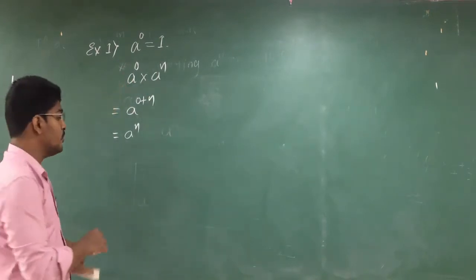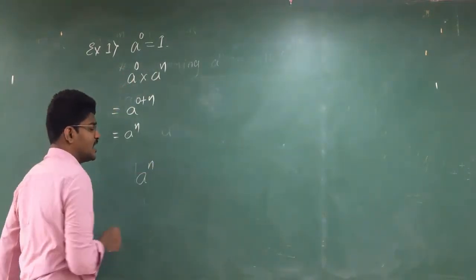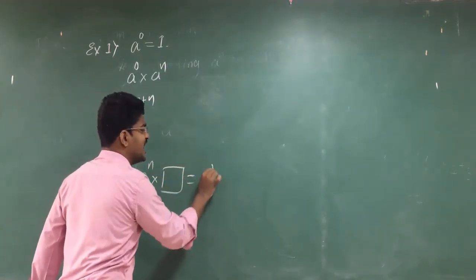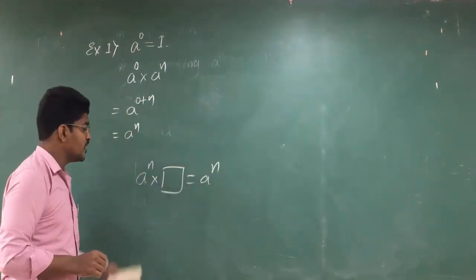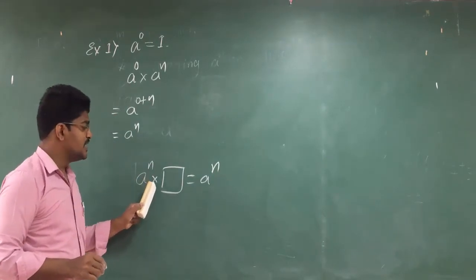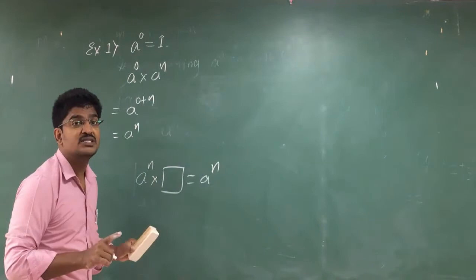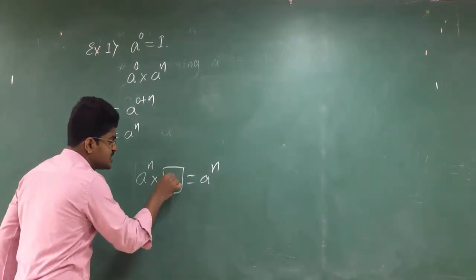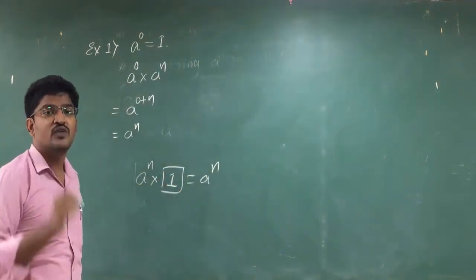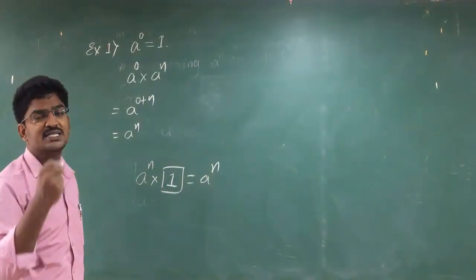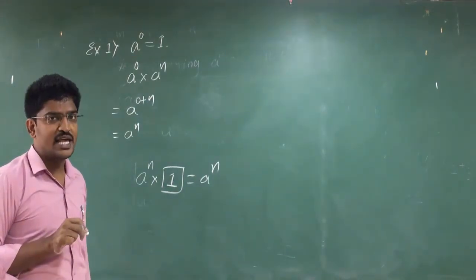As we all know, for any number a to the power of n, if we multiply it by this box and get a to the power of n, there is a common sense: in this box it must be 1. That means a to the power of n multiplied by 1 will give us a to the power of n. Clear?